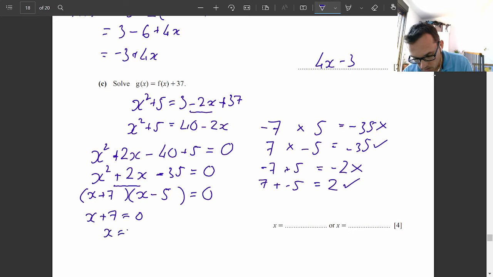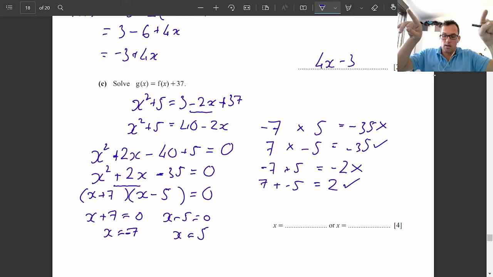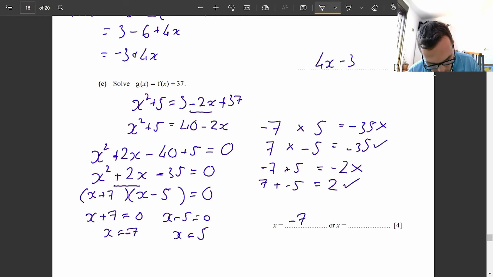That means x equals negative 7. And x minus 5 equals 0. That means x equals 5. So the parabola crosses the x-axis at minus 7 and 5. We have our two correct answers.